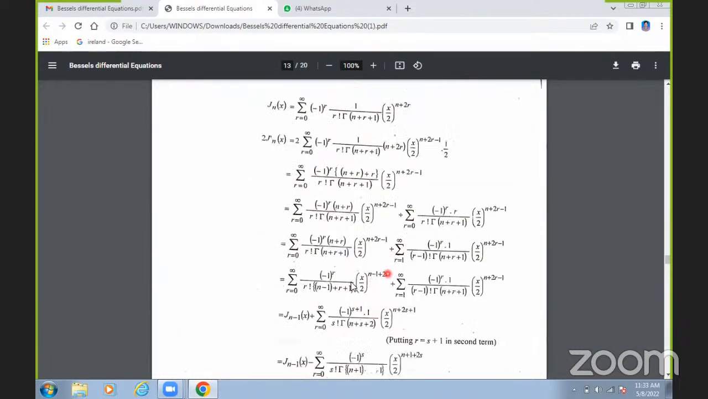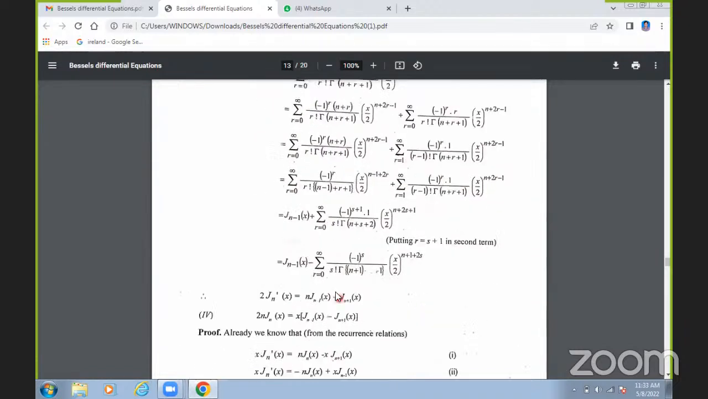After here, what we have to do is take r equal to s plus 1, otherwise r minus s equal to 1 we have to take. By taking this condition, we will get this one. This is the third recurrence relation we have.